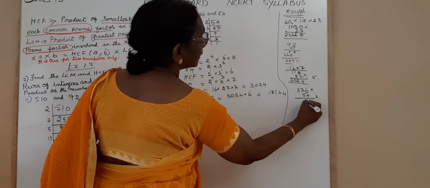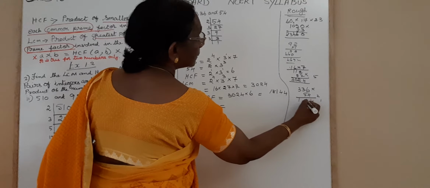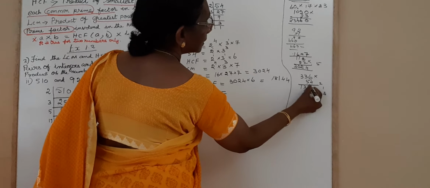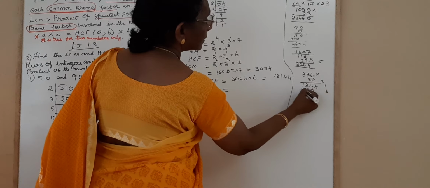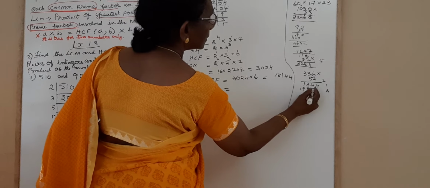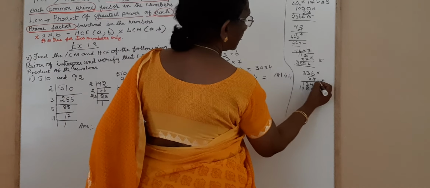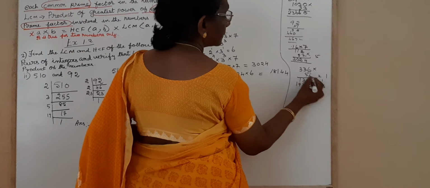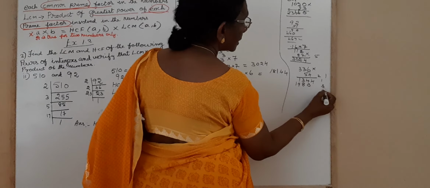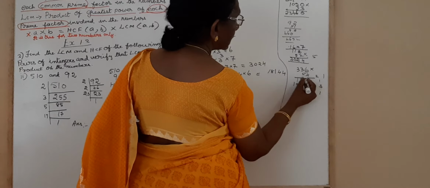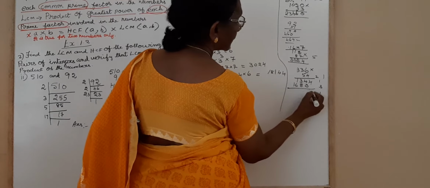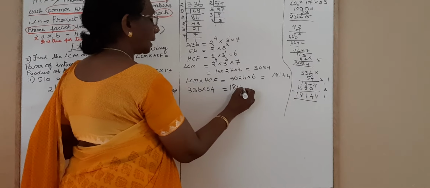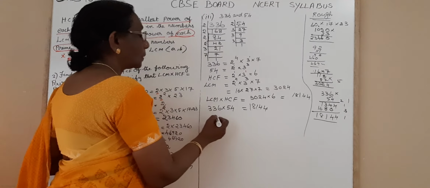So 24, 4, 3, 13, 30. 4 6s are 24, 4 3s are 12 plus 2, 14, 4 3s are 12 plus 1, 13. 5 6s are 30, 5 3s are 15 plus 3, 18, and 5 3s are 15 plus 1, 16. 18,144.